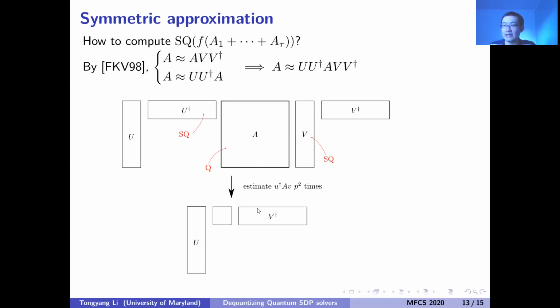So we are just going to take each row of the matrix U dagger and each column of the matrix V here. And we are going to apply our gadget U dagger times A times V for P squared times. After having this small matrix here, we are furthermore going to compute a matrix function on this small matrix U dagger times A times V, and the corresponding entry can be computed easily.